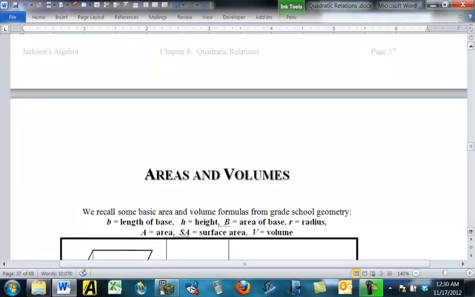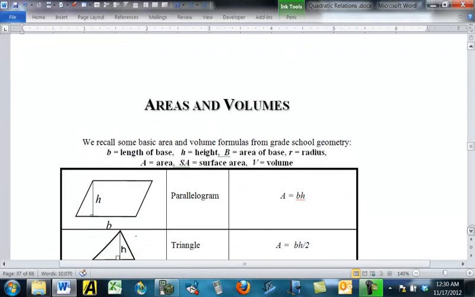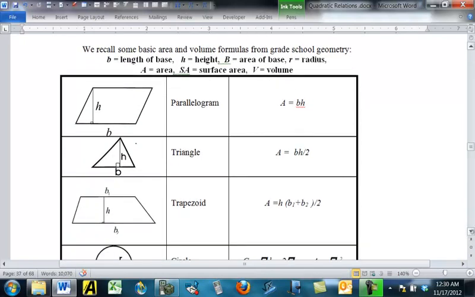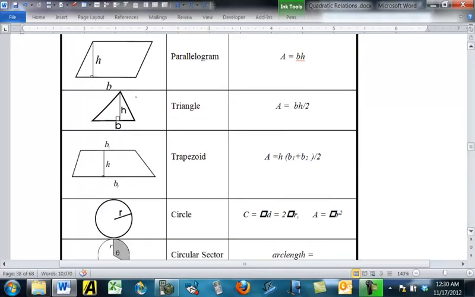So area, here's some basic area and volume formulas. The area of a parallelogram is base times height. Triangle is 1/2 base times height. For a trapezoid, it's the average of the two bases times the height. A circle is, this is supposed to be pi times the diameter for the circumference, or 2 pi times the radius, and this should be pi r squared. I'll just fix the font there.